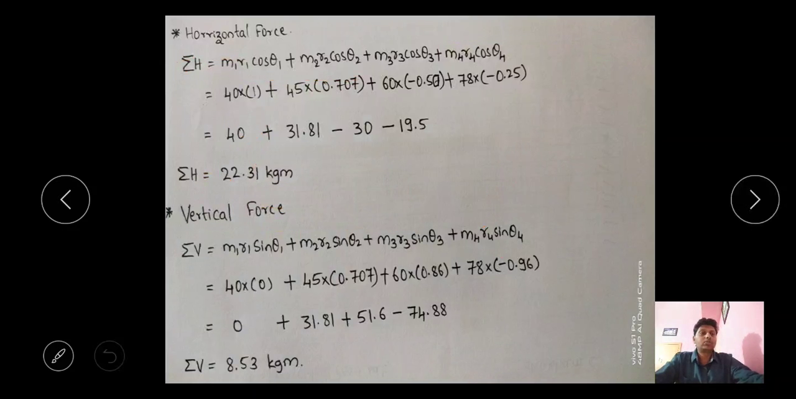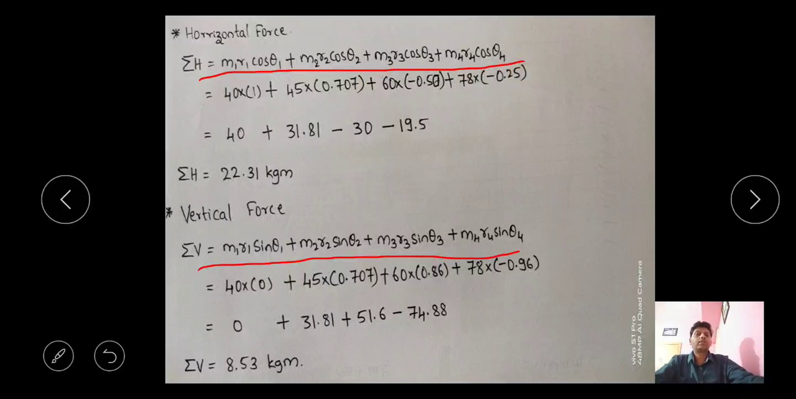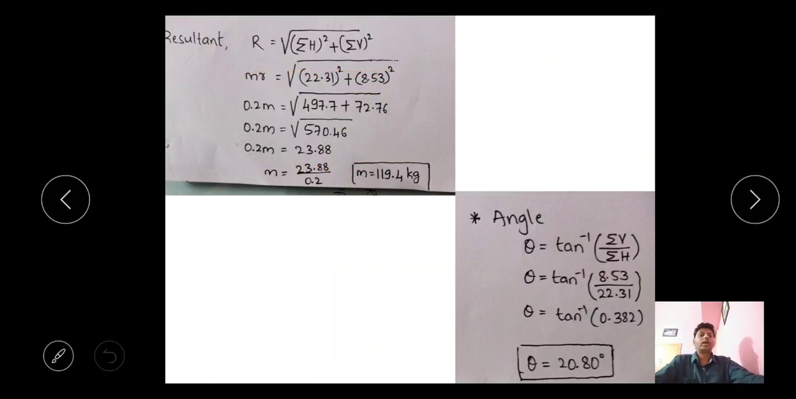After noting all this, you have to use the horizontal component, m1 r1 cos theta 1, as I just explained. In the second part you have to use the vertical component. Then you find the values. After that, those four formulas are very important, so then you find m, and then you find theta. This is very important. It is for 10 marks, and these are very easy problems.